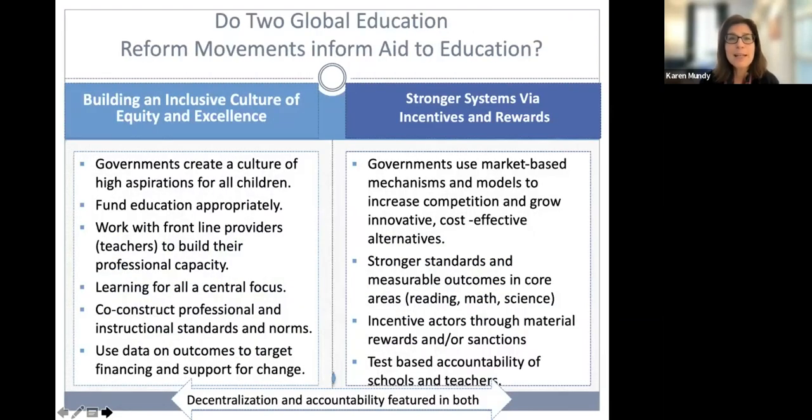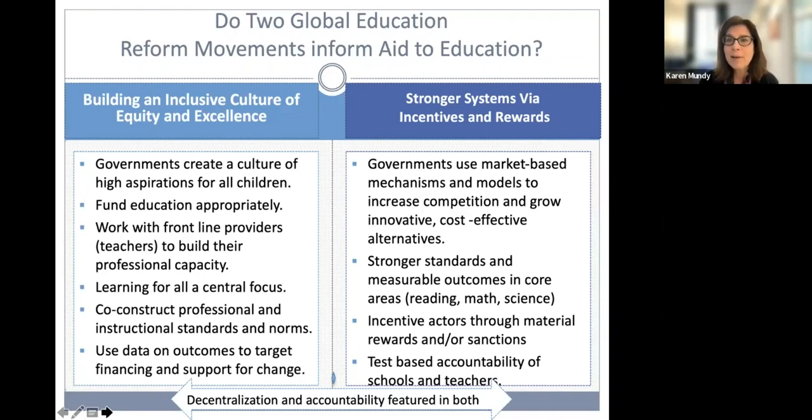So that's Bahari's take. I want to now give the Karen Mundy take on why is it that we haven't been able to improve aid to achieve stronger educational reforms around the world. And I think the first argument that I would make is that we actually have had over the last 20 years two very, very different reform movements or conceptualizations about what educational reform looks like.